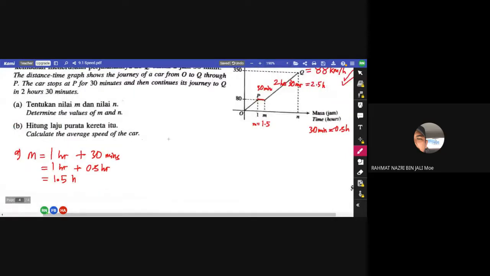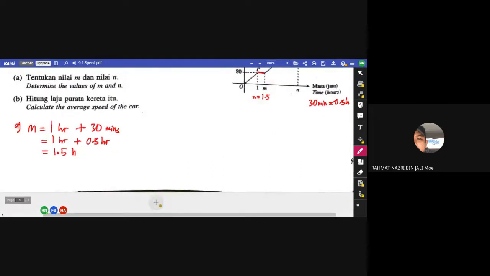For N, to find out the value of N, which is 2.5 hours later, we have to plus 1.5 with 2.5 hours. That's the way we're looking for N. 1.5 plus with 2.5, we have 4 hours.